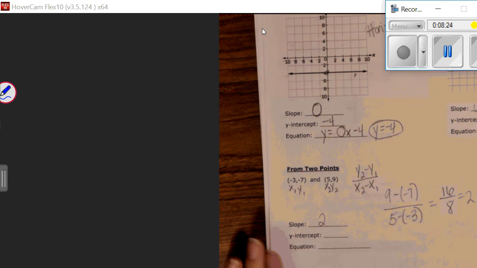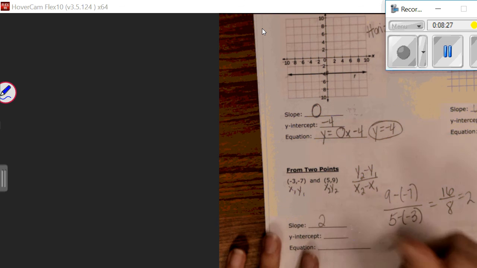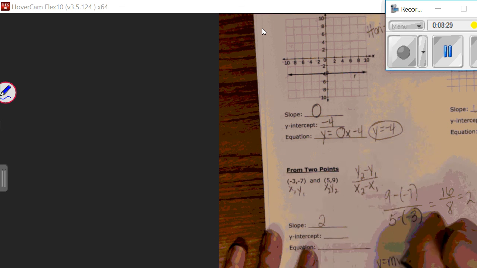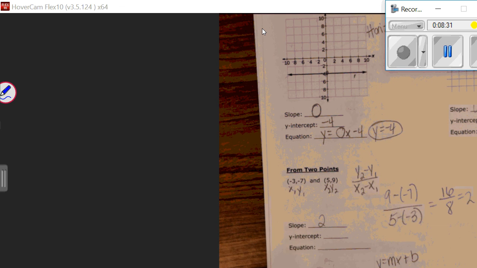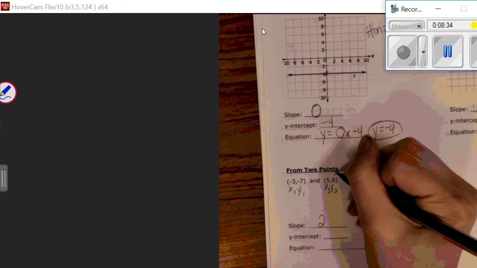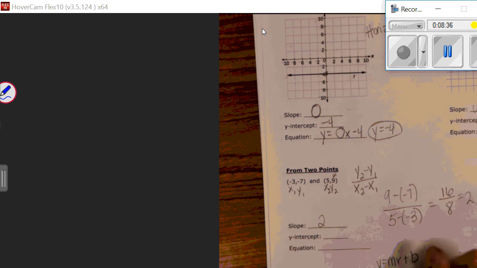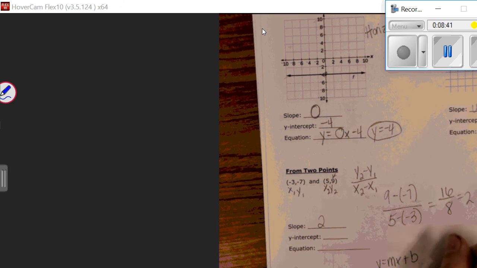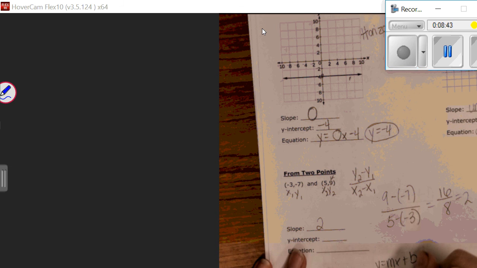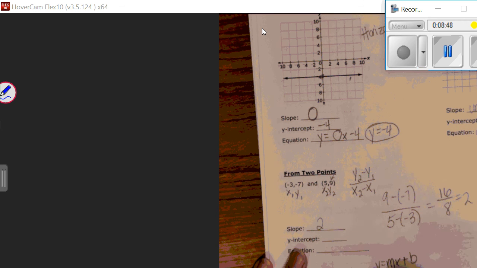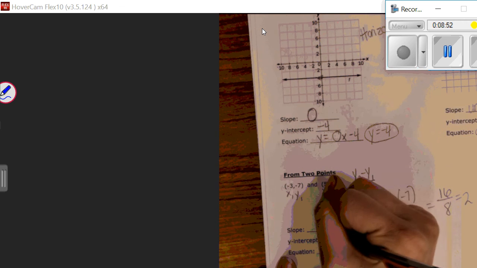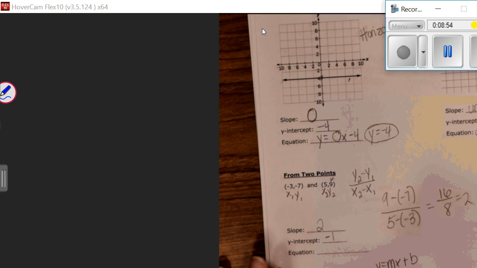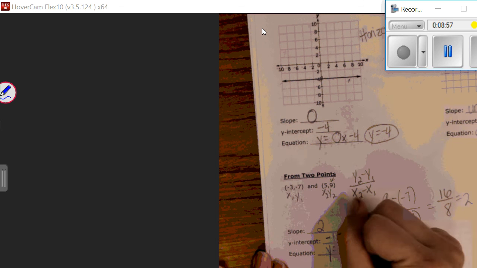I don't know my y-intercept, but I do know an x and a y value, so I'm going to use my equation. y equals mx plus b. My y value I'm going to use is 9, so 9 equals 2, and my x value is 5, plus b. So I have 10 plus b equals 9. I'm going to subtract 10 from both sides. -1 equals b. So my y-intercept is -1. My equation is y equals 2x minus 1.